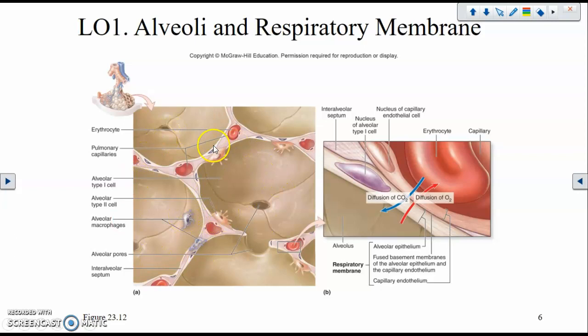So this is the structure of the alveolus. The reason they have these grape-like structures is to increase the surface area for gas exchange. The more surface area you have, the more gas exchange occurs.